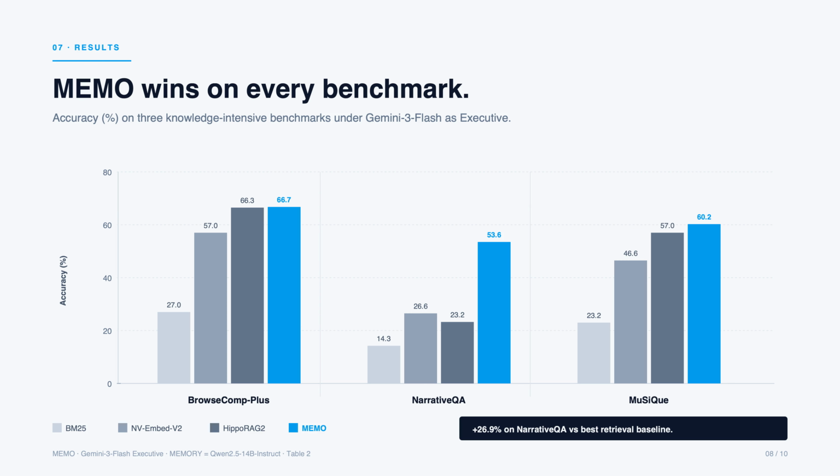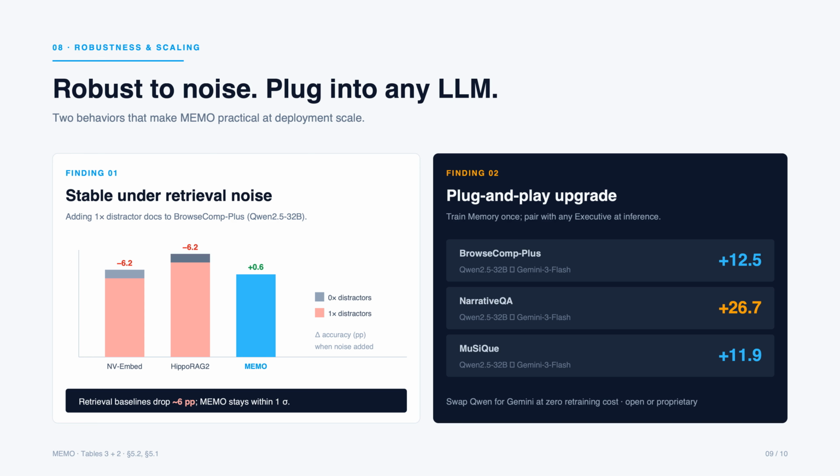On to the empirical results. We evaluate on 3 knowledge-intensive benchmarks: BrowseComp+, Narrative QA, and MuSiQue. With Gemini 3 Flash as the executive and a 14B Qwen memory model, MEMO wins on every benchmark. On BrowseComp+, MEMO hits 66.7%, a slight edge over HippoRAG 2. On Narrative QA, the gap is huge. MEMO scores 53.6% versus 26.6%, more than double. And on MuSiQue, MEMO wins at 60.2%.